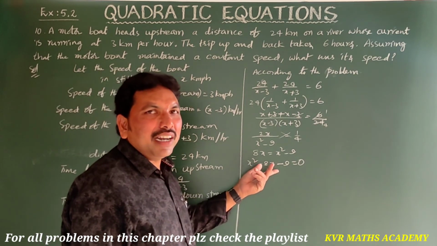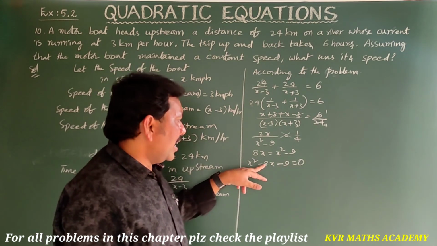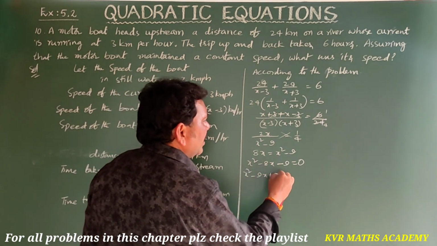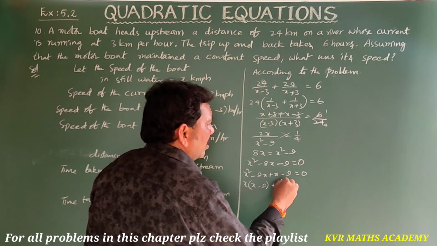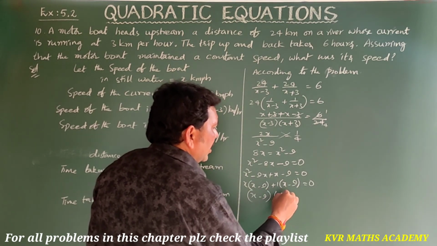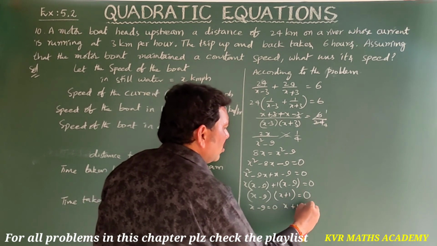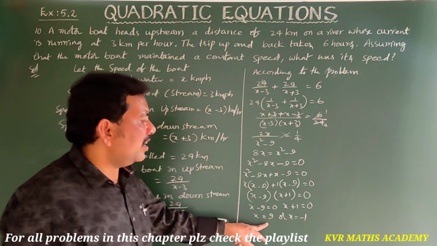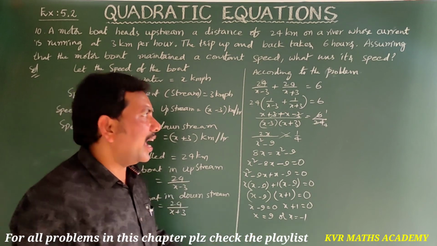From this quadratic equation, let us find the value of x. For 9, what are the factors for getting 8? 9 ones are 9. So x square minus 9x plus x minus 9 is equal to 0. Taking x common, x into x minus 9 plus 1 into x minus 9 is equal to 0. Taking x minus 9 common, x plus 1 is the remaining part, equal to 0. So x minus 9 is equal to 0 or x plus 1 is equal to 0. Now x is equal to 9 or x is equal to minus 1. Here speed should not be negative, so x cannot be negative. Then x is equal to 9.